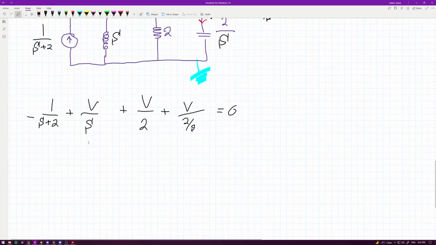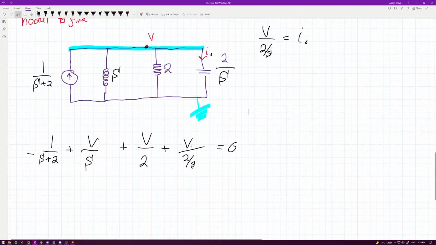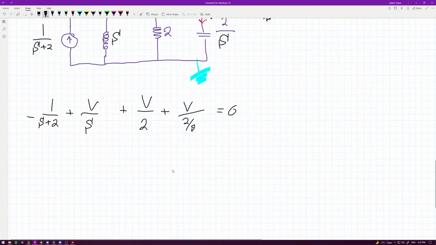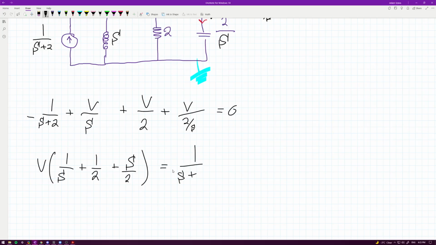But then we're going to use this to solve for V. Okay, so I'll start solving a little bit here. V times (1 over s plus 1 over 2 plus s over 2), right? That term just turns into s over 2 when I factor out the V, equals 1 over s plus 2. So any confusion about how I did that step there? Any confusion? Let me know, of course.